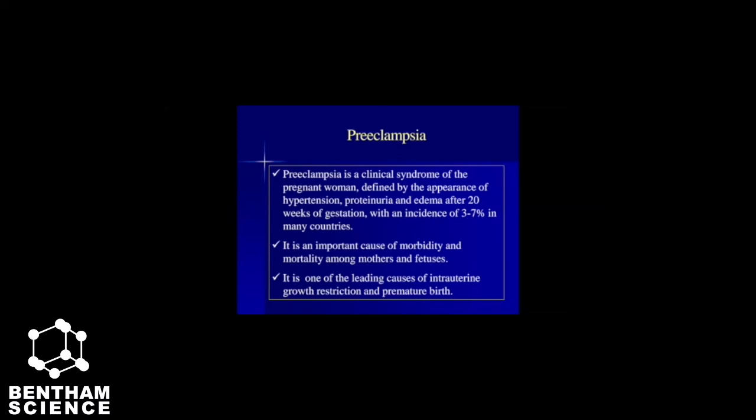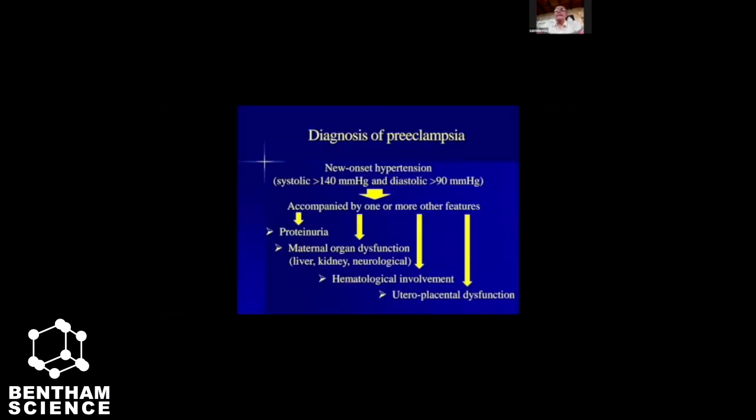Yes. Okay, okay. It is one of the leading causes of intrauterine growth restriction and premature birth. It is diagnosed by new onset hypertension with values above 140/90, and it is accompanied by one or more other features such as proteinuria.